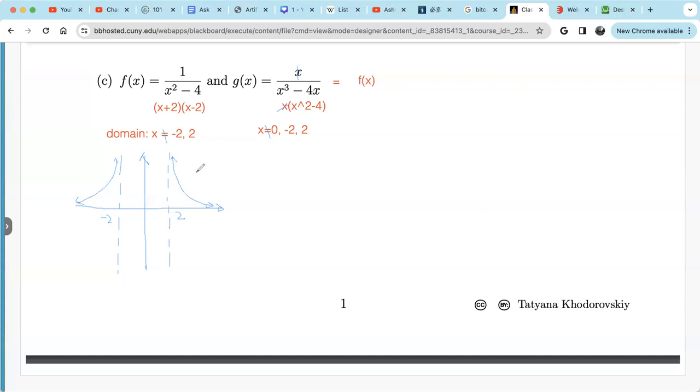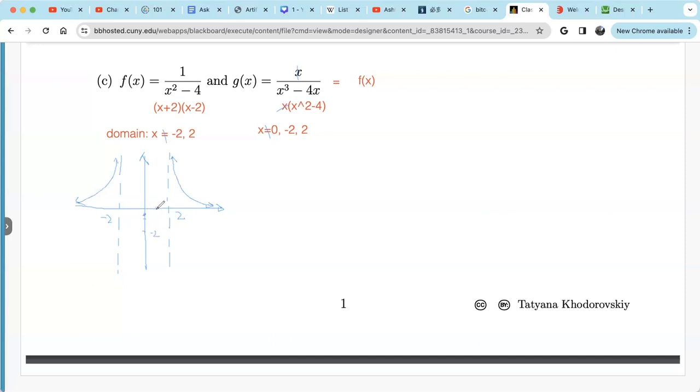So that's the end behavior. But then what about in between -2 and 2? Let's find the y-intercept. Y-intercept means x equals 0, right? If x equals 0, we plug in 0: 0 squared is 0, 0 minus 4 is -4. So we have -1/4. Somewhere here, this is -1/4. So this is a 1, maybe this is a -2. My drawing won't be exact. Okay, so I have this point.